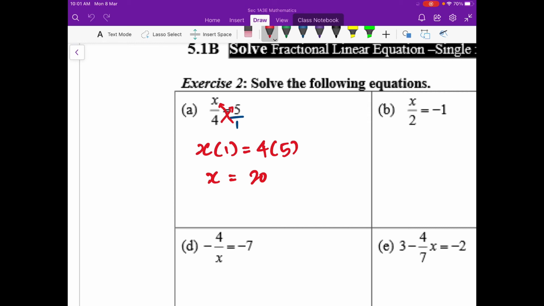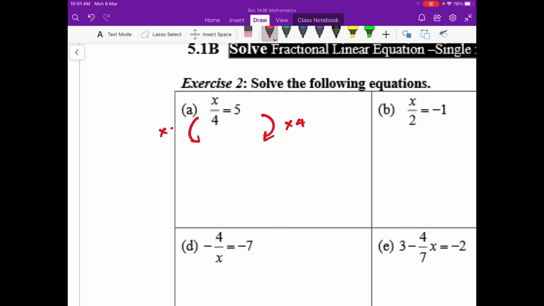But this is also not my favorite way of doing it. My favorite way of doing it is simply x over 4. x divided by 4 is 5. So I need to reverse the division by 4, times 4. Because now the left hand side, x over 4 times 4 equals 5 times 4. The left hand side, you have them cancel off, leaving us with simply x equals 20. This is my favorite way of doing it.